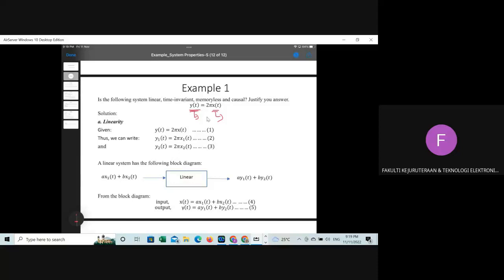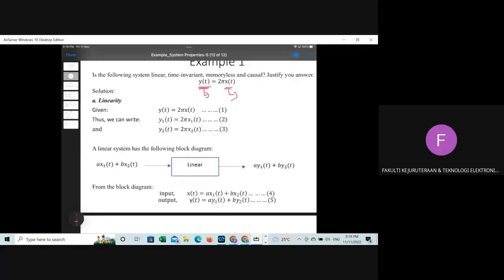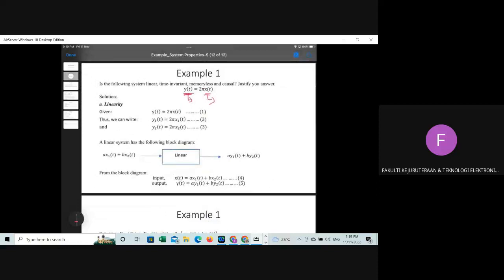With this system, y(t) equals 2π x(t), the question asked is: is this system linear? Determining the linearity means you have to have a conclusion at the end: this is a linear system, or if you find it is not linear, the system is not linear. That is the answer. So how do we show that? Just follow the steps.